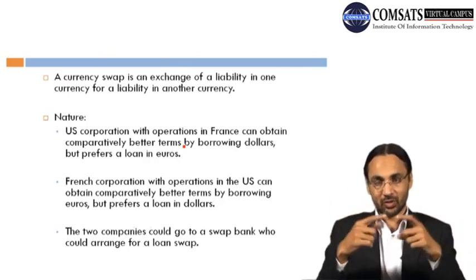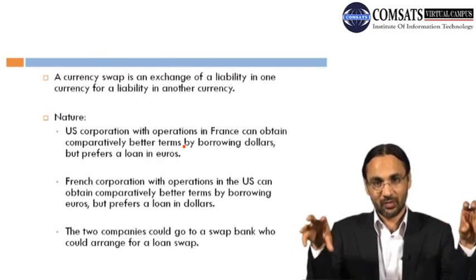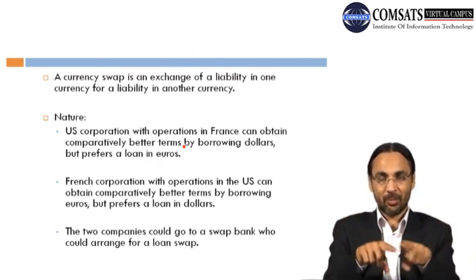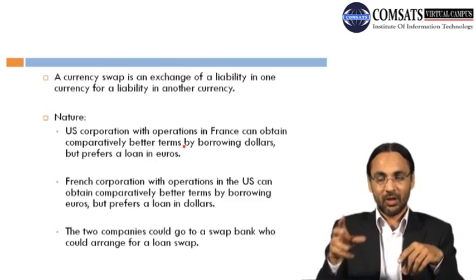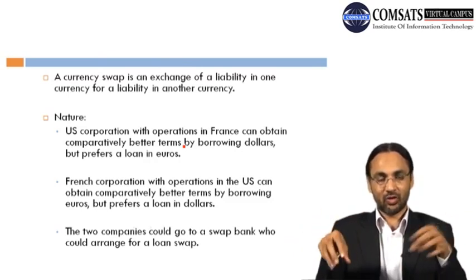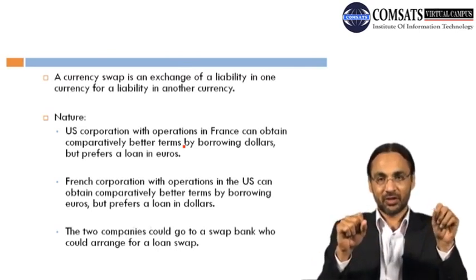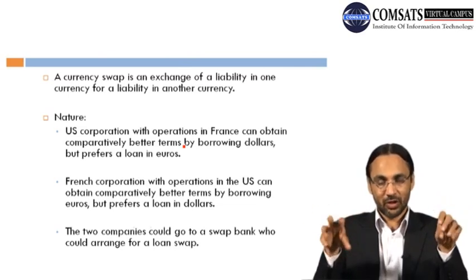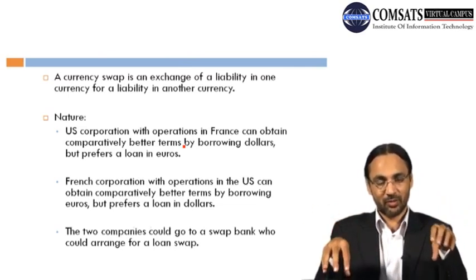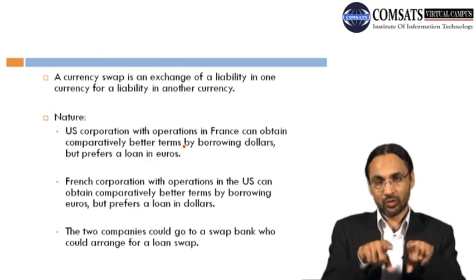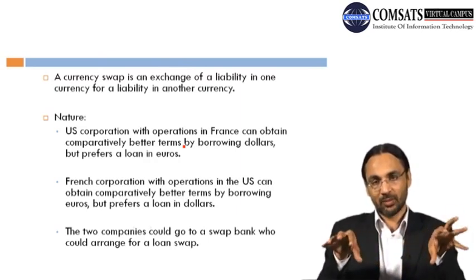And what are they going to do? They can swap. They can raise money at a cheaper rate from their home country, from their home bank, and then go to the swap bank, and that swap bank is going to swap their loans. I mean, the U.S. company is going to get the euros from the French company, and the French company is going to get the dollars from the U.S. company. And what is the benefit of this deal? Of course, the rate of borrowing is cheaper for each firm in its home country, and they can swap the loans with each other, and both of them get the benefit of a low rate of interest.